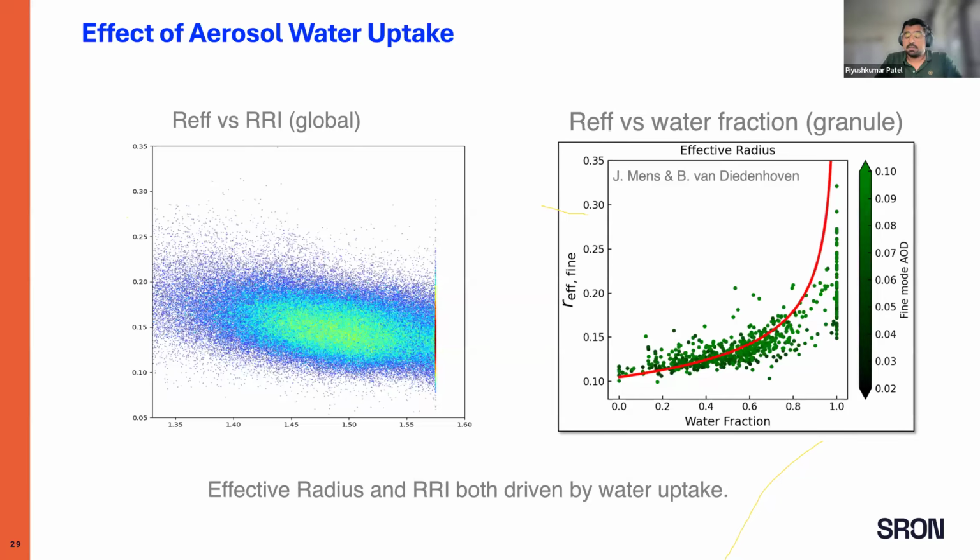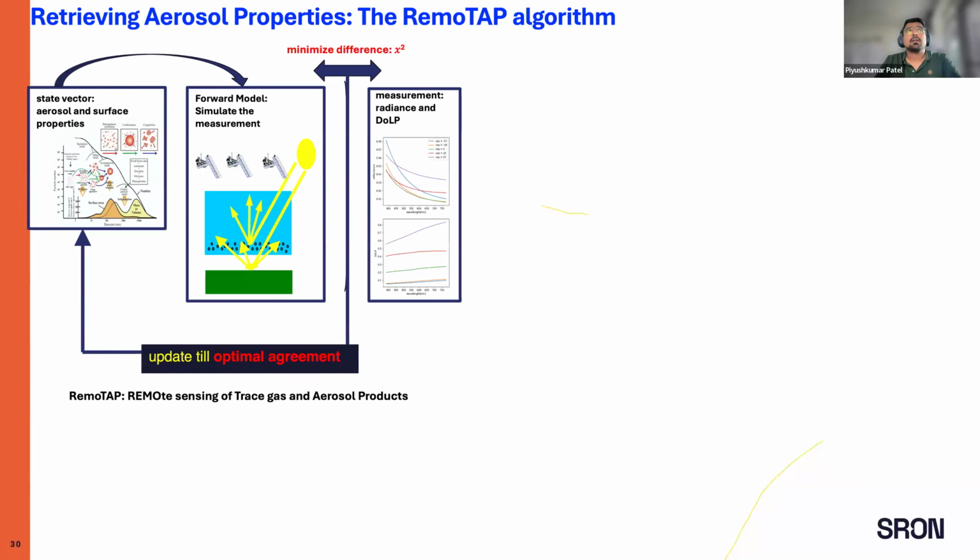And maybe that will be helpful to reduce the uncertainty of aerosol radiative forcing. Now, I just want to quickly take time to give an overview of the algorithm we use to retrieve these different aerosol variables from the SPEX one particularly.